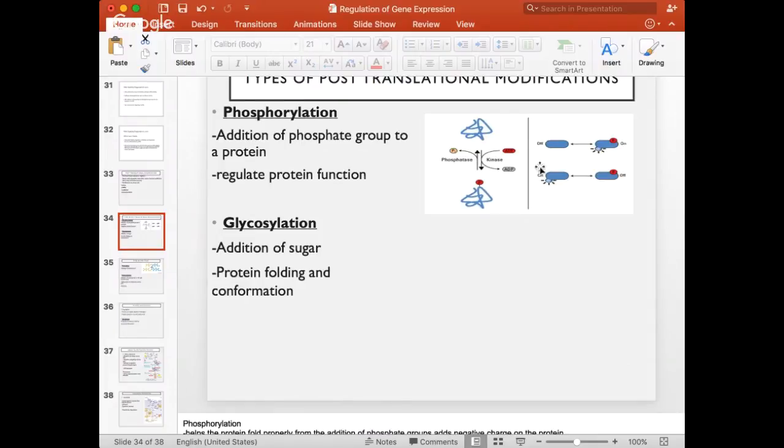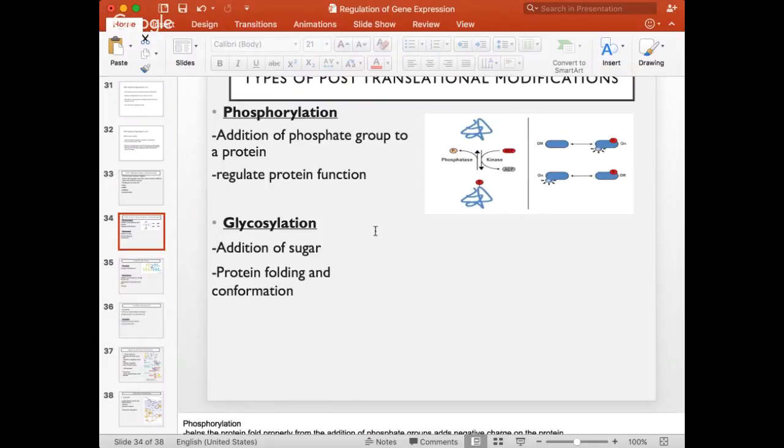Shown here on the right side, you see that phosphorylation causes a conformation change in the protein, activating it. You can see right here at the top that there is a phosphate group, and there is a conformation change. However, you can see that there is still a phosphate group here, but there is no conformation change, which shows that this protein is inactive.